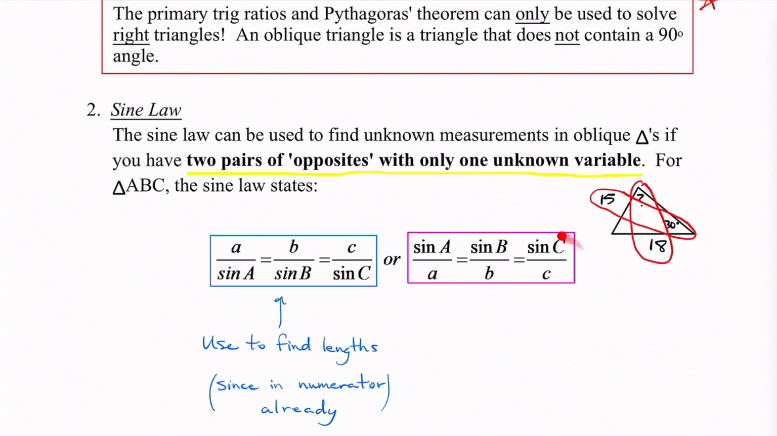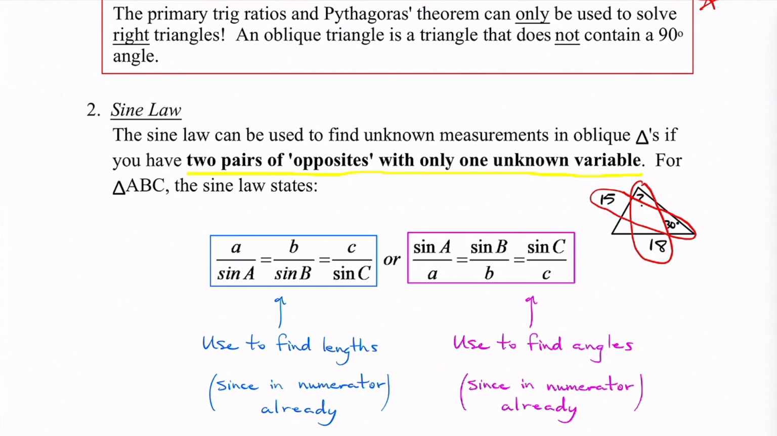Now this one here, this is going to be used to find angles, because angles are already up in the numerator. So we have sine of some angle over the side A. Okay, all the angles are in the top, so those we're going to use to find angles. And again, for the same reason, because it's already in the numerator.